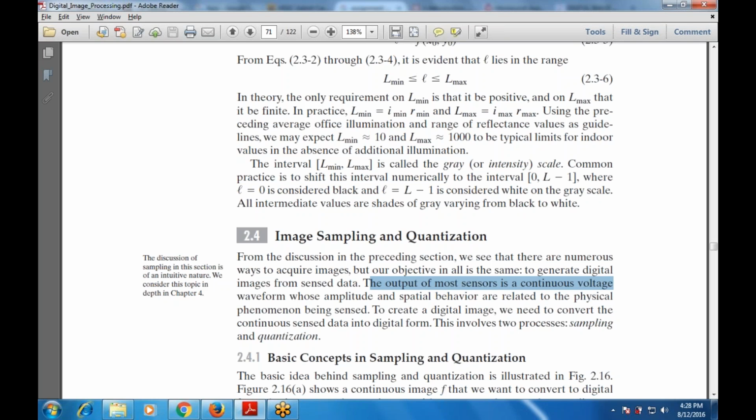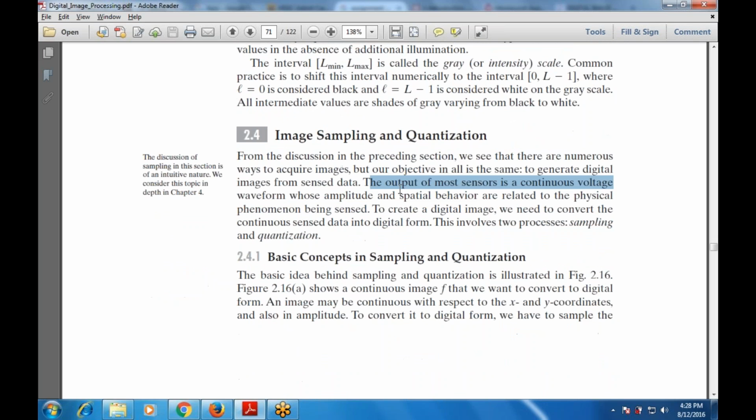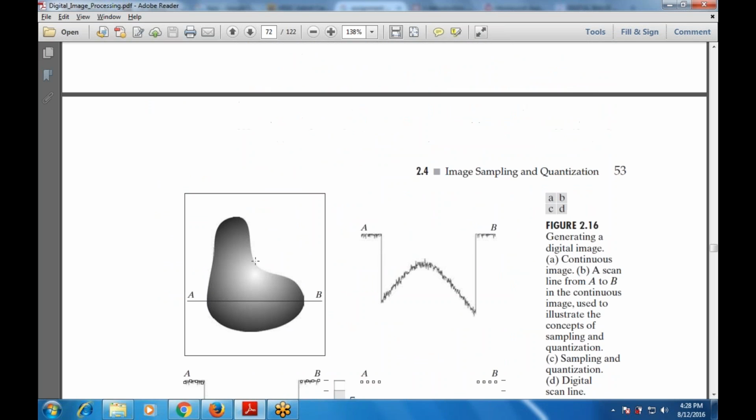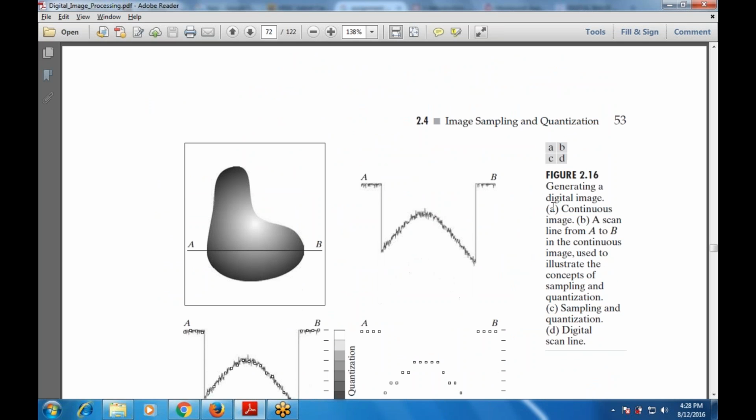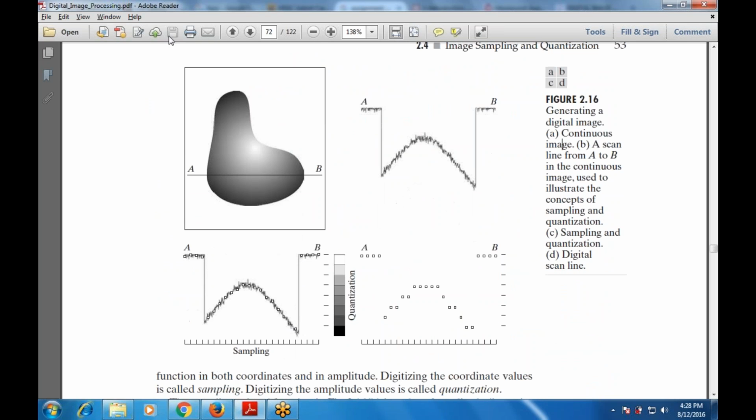So how does that continuous analog data in waveforms convert into a digital process? There are two processes for this: one is sampling, one is quantization. Now, what are the various basic concepts used in sampling and quantization? This is explained with the figure. This is a figure of generating a digital image, and this is not the digital image. This is the continuous image represented in the waveform, because there is a zigzag waveform available.